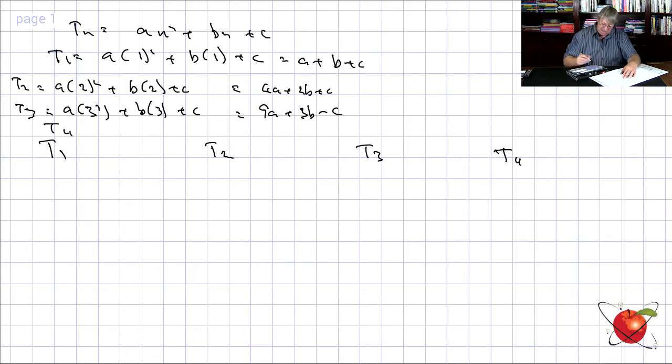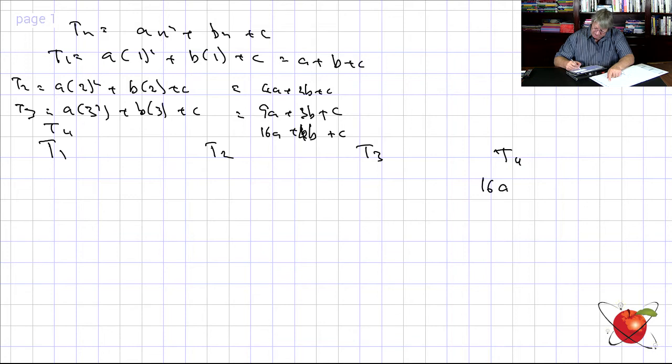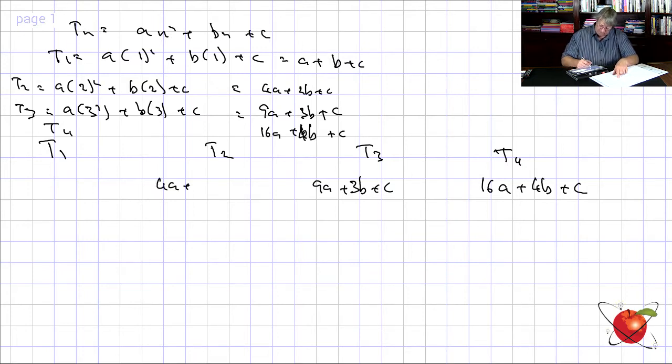And if I substitute T4, I put n equal to 4, I get 16a plus 4b plus c. Sorry, my bad. So let's put the terms in, okay? 16a plus 4b plus c, 9a plus 3b plus c, 4a plus 2b, or not to be, plus c. I had to do that, didn't I? A plus b plus c.